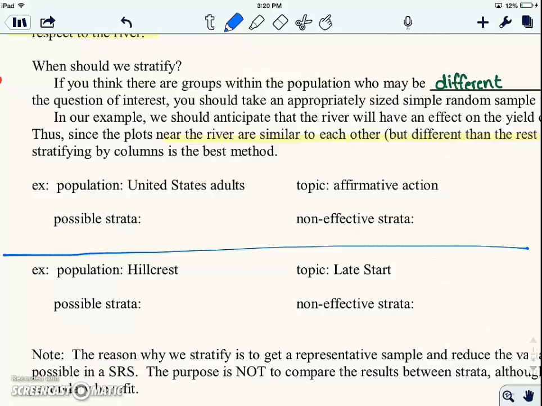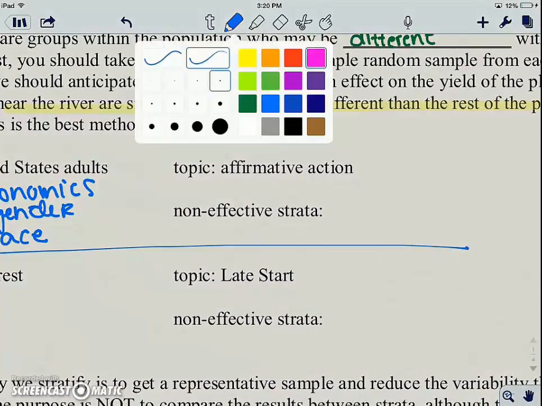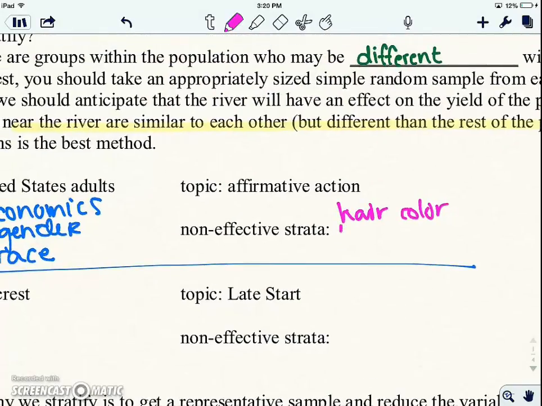If we were going to ask people a question about that, we might want to stratify them, especially if they're United States citizens. Possible strata could be economics, how much money they make. Lower economic people might be more for it because it might benefit them more. I don't know. Of course, your gender, because sometimes they do it with gender. And then even more obviously would be race. You could also stratify by people's hair color, but that wouldn't be effective. Or their dog preference. You could group people by those things, but that's not going to change their answers. They all have a similar answer.